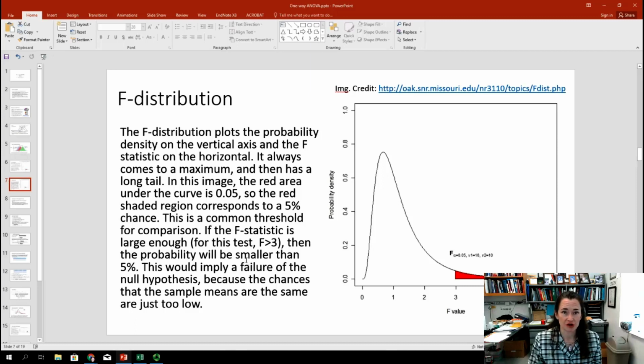Now, if your threshold for comparison is 5%, like I said, that's a common one, then that would mean that your null hypothesis has failed, because the chances that the sample means are the same are low. They're less than 5%, okay? So the sample means are not the same with a 95% confidence then, and that means that your null hypothesis failed and your means are different.